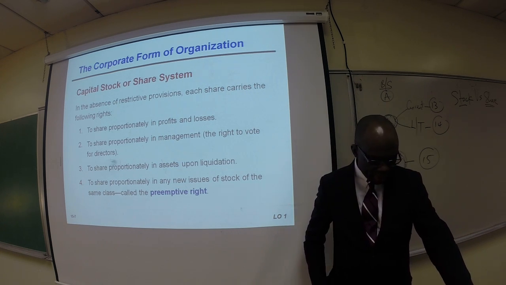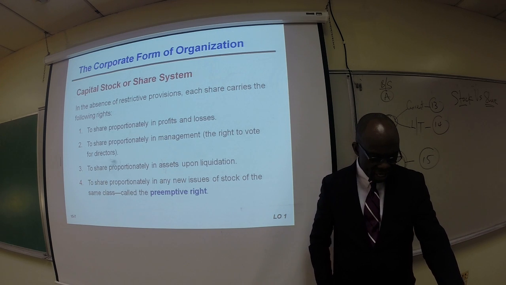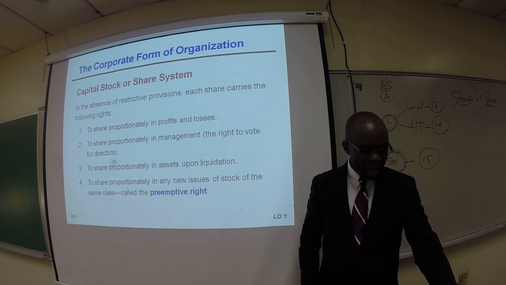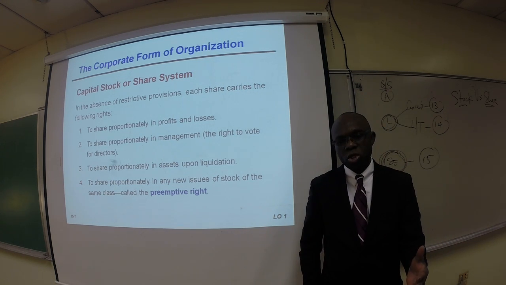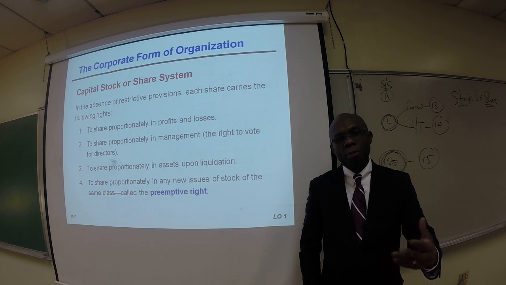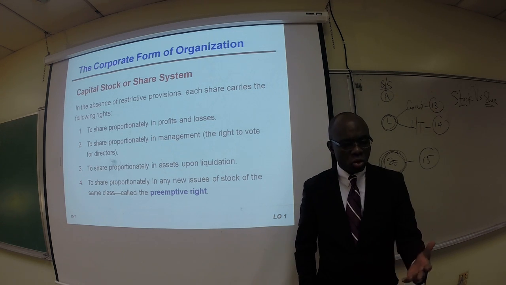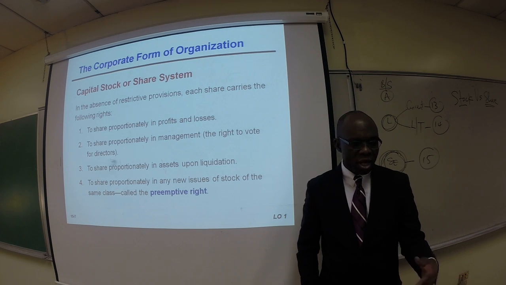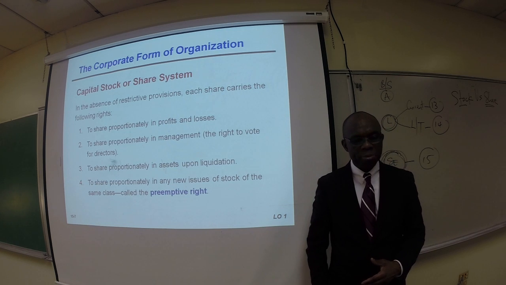So you are able to participate in management by voting for individuals who are brought up to become a board of directors. Now, number three, to share proportionately in assets upon liquidation. What does that mean? When the company goes belly up, as one of the owners, or as a stockholder, or we say shareholder, you also have the right to partake of whatever is left after all creditors have been paid. Number four, to share proportionately in any new shares of stock of the same class, called the preemptive right.